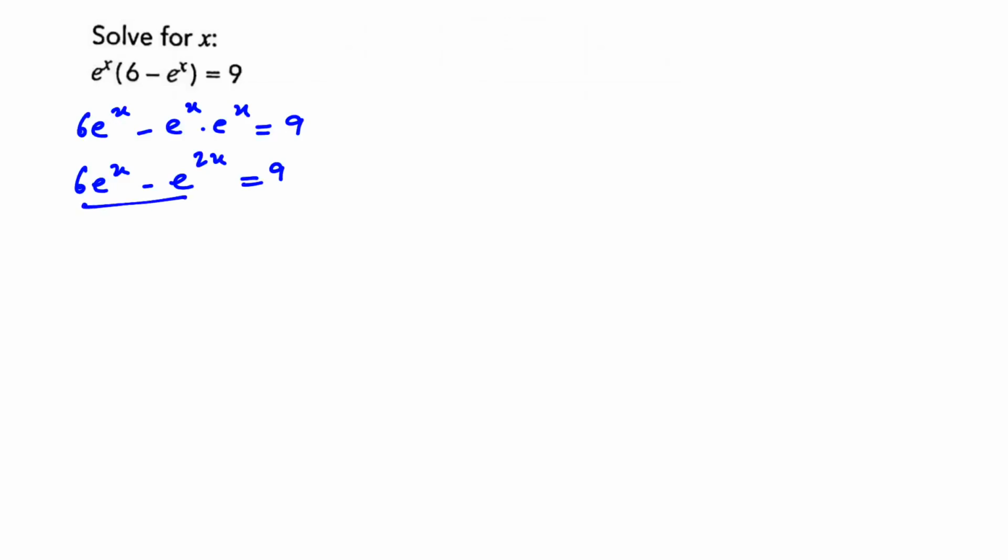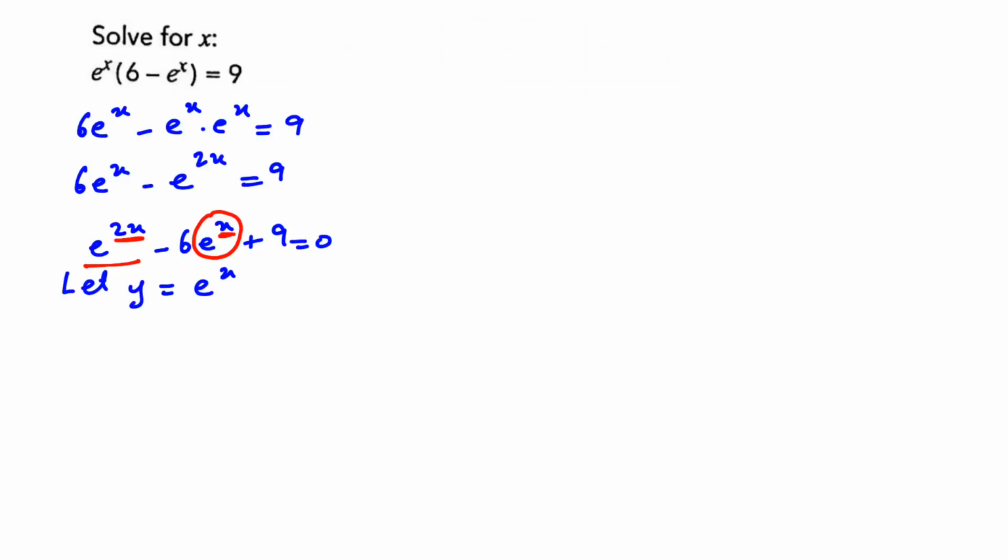We are going to move these two terms to the other side. So we will have e to the power of 2x minus 6e to the power of x plus 9 is equal to 0. Anytime you have the powers 2x and x, it means that it will be solved by using the quadratic equation. And we are going to replace e to the power of x with y. So let y equal e to the power of x. In the first term, you have e to the power of 2x. So you will get y squared minus 6y plus 9 is equal to 0.